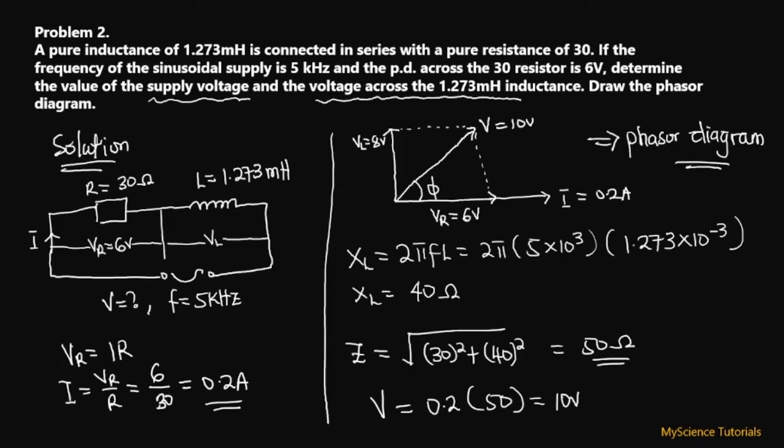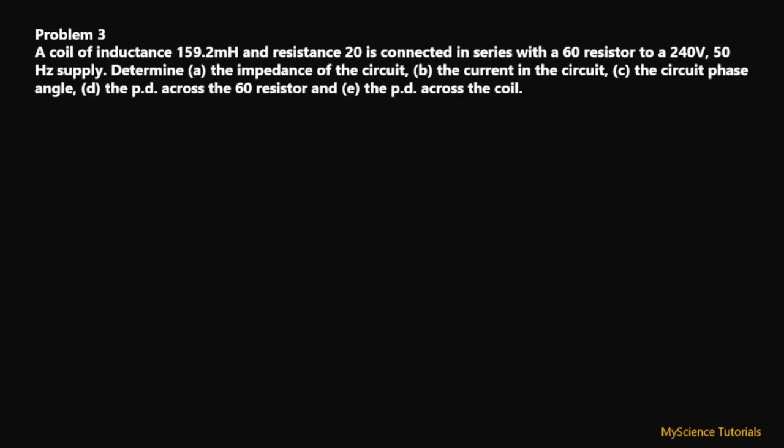Now let's have a look at one more final example. So problem number 3. A coil of inductance 159.2 millihenry and resistance 20 ohms is connected in series with a 60 ohm resistor to a 240 volt 50 hertz supply. We are to determine A, the impedance of the circuit, B, the current in the circuit, C, the circuit phase angle, D, the potential difference across the 60 ohm resistor, and E, the potential difference across the coil.